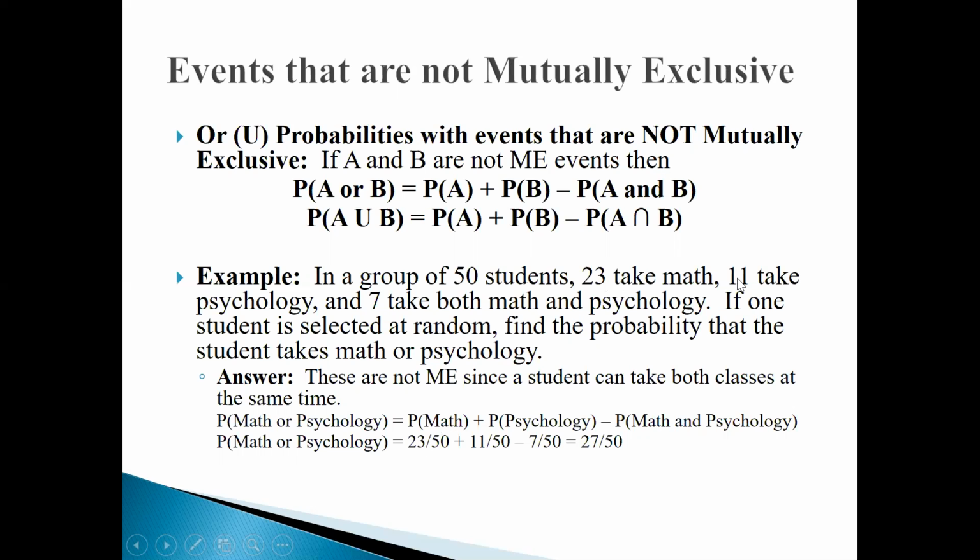Now, psychology, there's 11 of them out of 50, so that's going to be the probability of B, and so it's going to be 11 out of 50. Now, 7 of them take both math and psychology, so 7 out of the 50. That's going to be what we subtract off, the probability of math and psychology. So if we do the math there, we end up with 27 out of 50 for our final answer for the probability of math or psychology given these conditions.